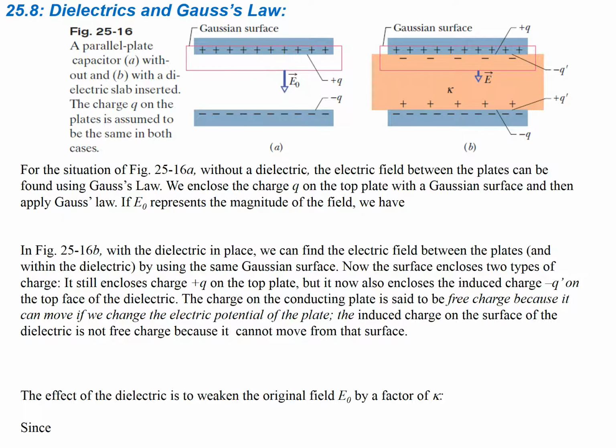Okay, so Gauss's law. What we have here is a parallel plate capacitor, and in A it's showing you without the dielectric, and in B they're showing you with the dielectric inserted. Now the charge Q on the plates is assumed to be the same for both cases. And that's shown here, the charge Q on each of the plates.